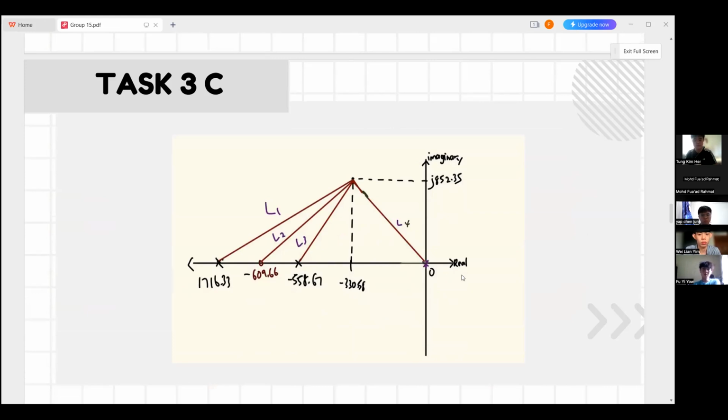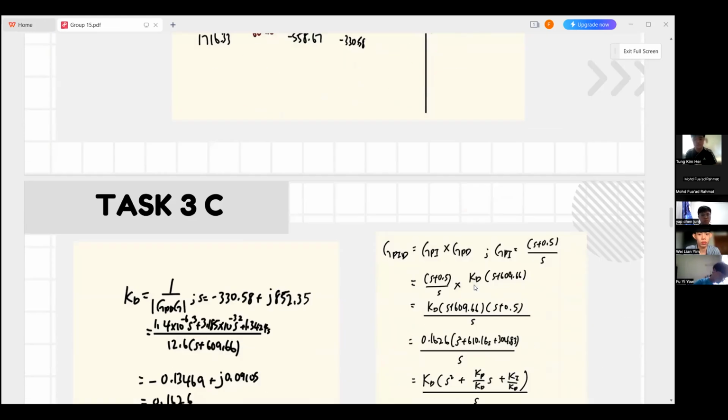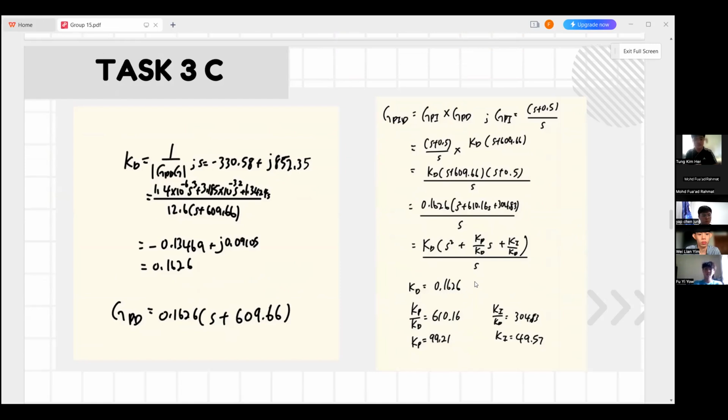Hence, this is how it looks. Next, we need to obtain the KD by substituting the new dominant pole. Hence, we will obtain 0.1626. After obtaining the GPD, we need to multiply with the GPI to obtain the GPID.